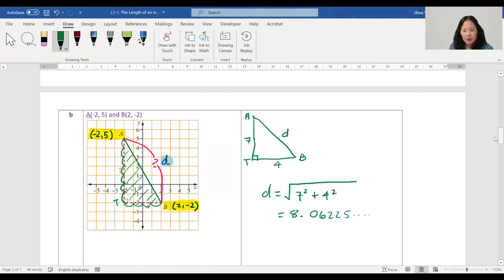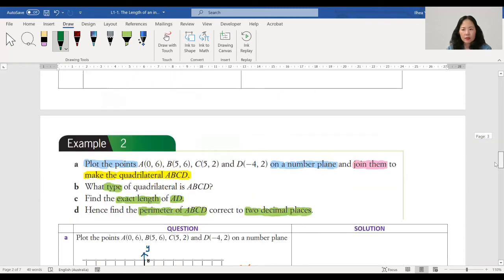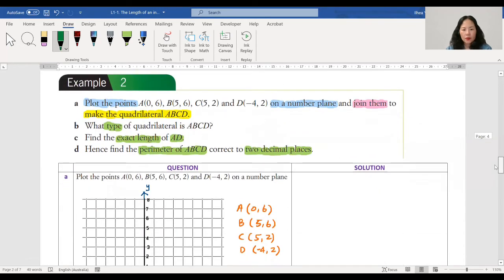8.06225, and I will just have 8.06 in the 2 decimal places, units. Okay. Example 2. Plot the points. There's 4 points there, A, B, C, D, on a number plane and join them to make a quadrilateral ABCD. Now it is a quadrilateral because a quadrilateral is a shape with 4 sides. So you have 4 points. When you join them, you will have 4 sides.